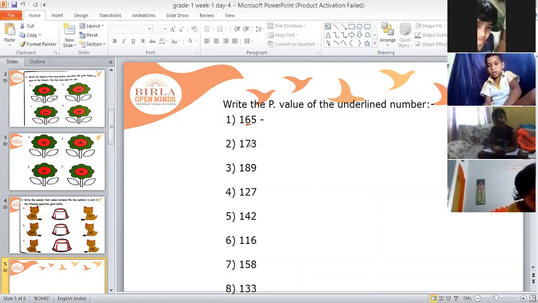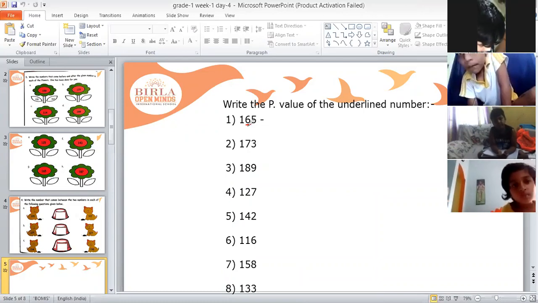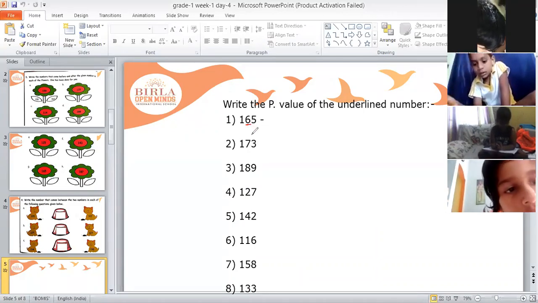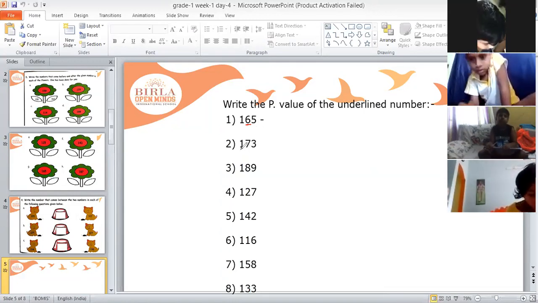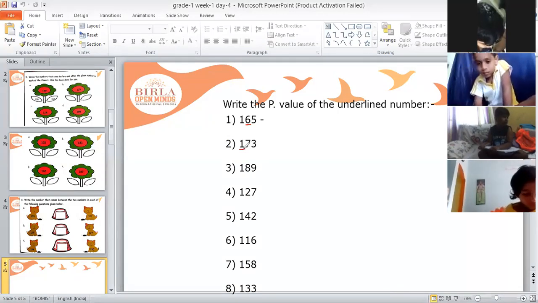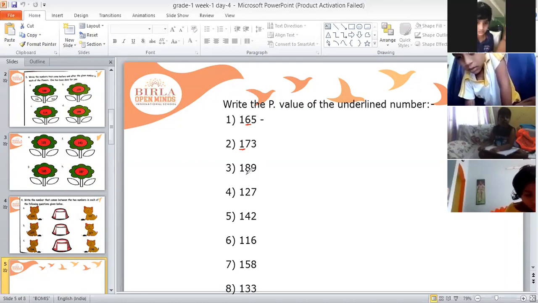In first bit, children, I have underlined number 6. You all can see I have underlined with red color. In second bit, underline number 1. I am underlining it with red color. In third bit, underline number 8.